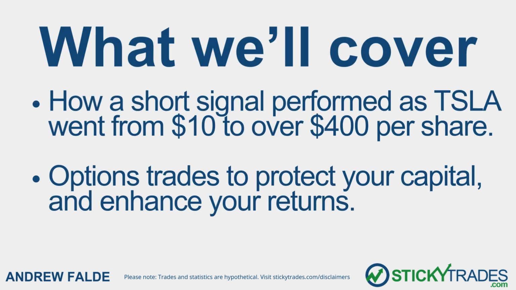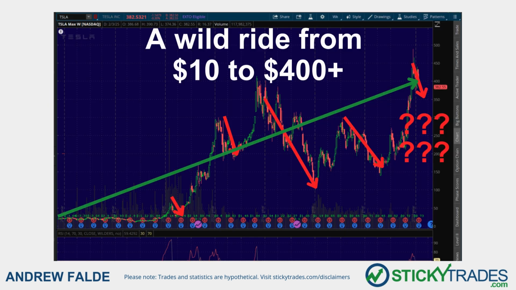But really, what we're going to cover is not just right now, but systematically how a short signal performed as Tesla went from $10 a share to over $400 per share. And that may sound like trying to step in front of a moving train, but we're going to see that you can navigate stocks like Tesla on the downside through these wild rides that occur in these highly volatile names. And then we're going to talk also about options trades to protect your capital and enhance the returns.